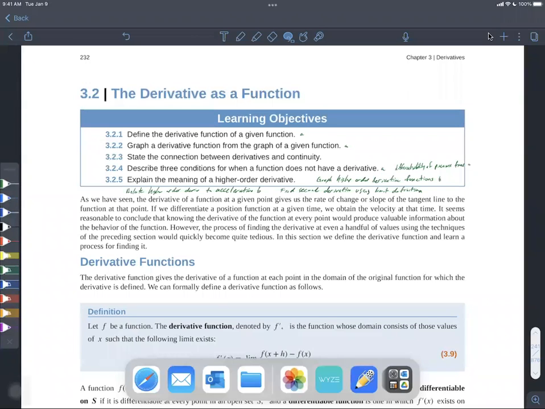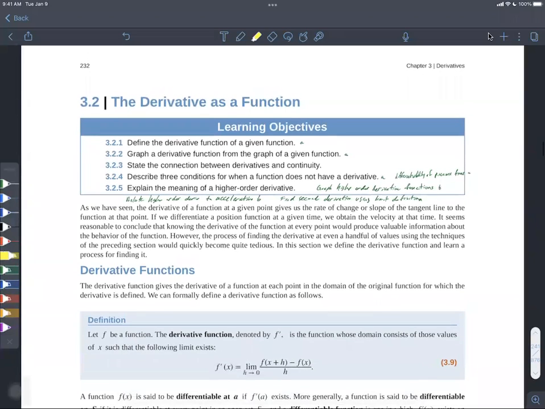All right, so we are reading section 3.2 in this video, and we are talking about the derivative as a function. Let's take a look at the learning objectives. 3.2.1, we want to define the derivative function of a given function. Then 3.2.2, graph a derivative function from the graph of a given function.